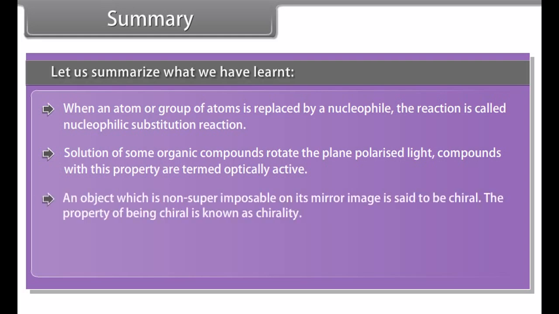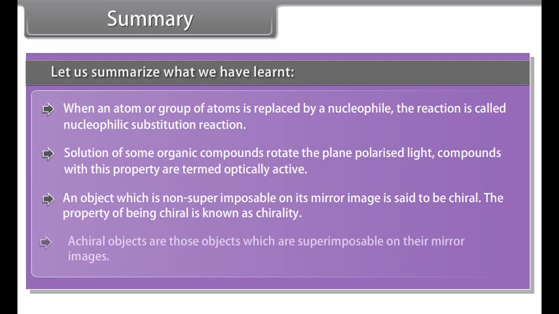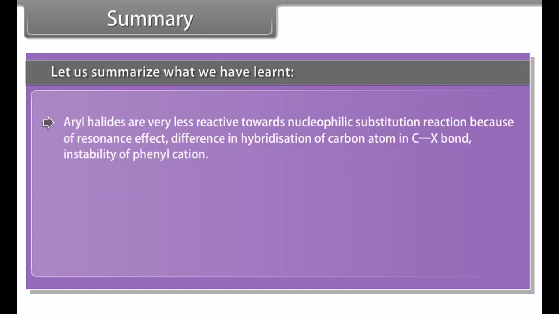An object which is non-superimposable on its mirror image is said to be chiral. The property of being chiral is known as chirality. Achiral objects are those objects which are superimposable on their mirror images. Aryl halides are much less reactive towards nucleophilic substitution reaction because of resonance effect, difference in hybridization of carbon atom in C-X bond, and instability of phenyl cation.